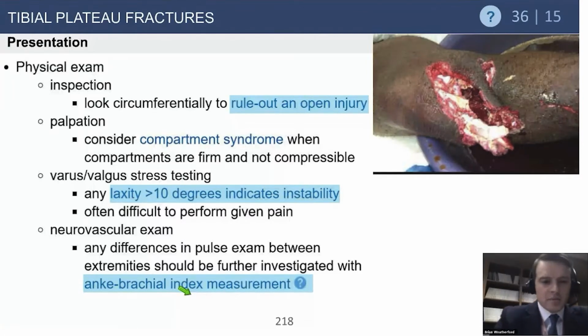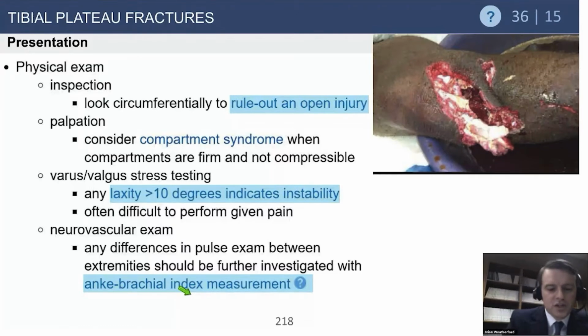You need to examine for evidence of compartment syndrome, especially when the compartments are firm and not compressible. These injuries are associated with compartment syndrome. You need to test for varus and valgus stress. For more subtle injuries or injuries where we're considering surgical treatment, this is one of the criteria. We look for laxity greater than 10 degrees with the knee fully extended. In that scenario, we are concerned about instability based on the fracture.